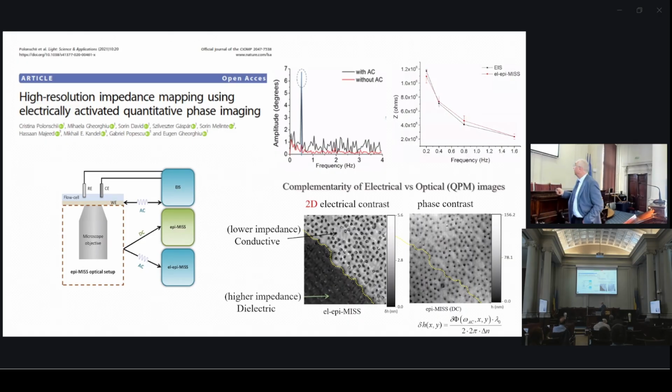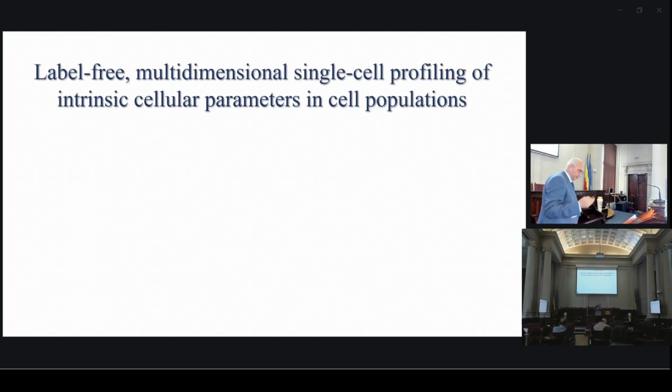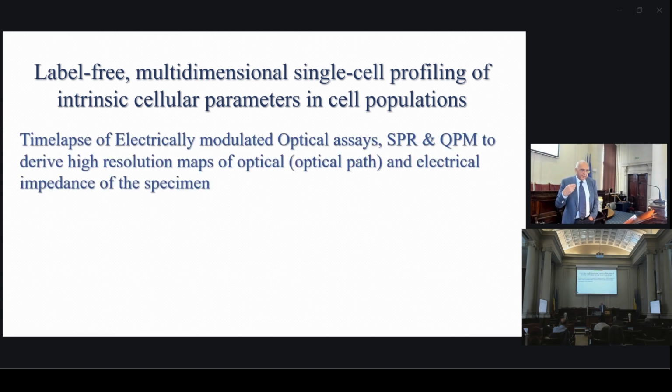We played a little bit with the frequency and performed in parallel the same type of experiment using the standard electrochemical impedance instrumentation, and the parameters that we derived were pretty much the same. So the idea is that besides optical information, we are able to monitor multidimensional, meaning especially electrical and optical, parameters in order to provide single cell analysis.